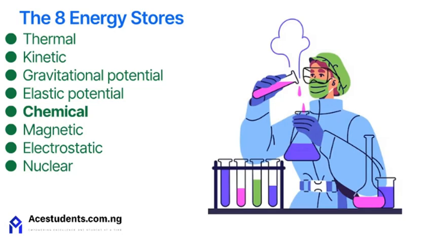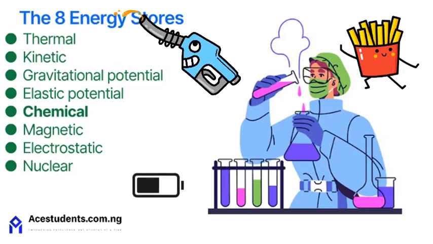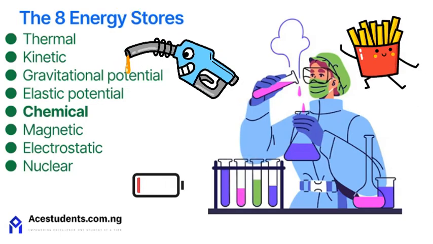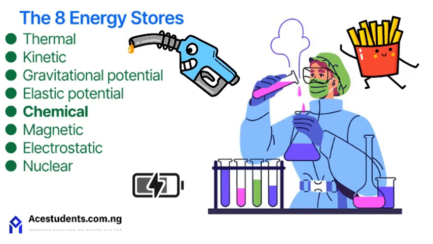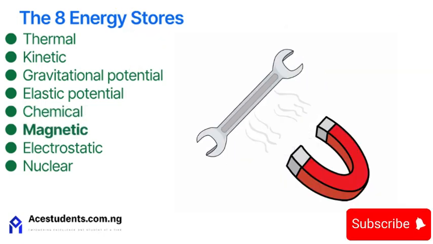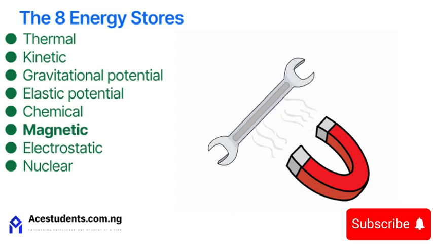Number 5 is chemical energy. Chemical energy is stored in substances like food, fuel, or batteries. It is released when these substances react. Magnetic energy is stored when magnets interact. This store exists between attracting or repelling poles.